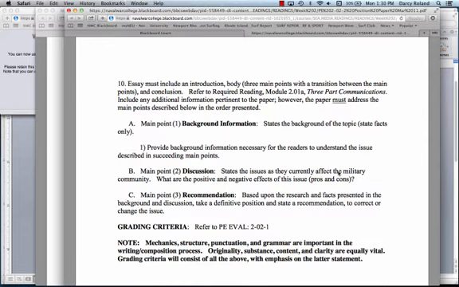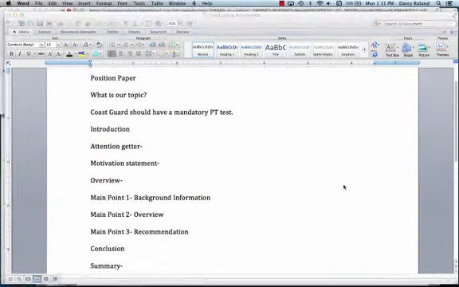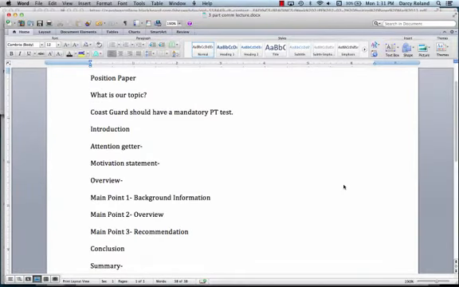There are a few spots where you're going to have to put it in, and if you don't have it in there, you're going to see things like missing a main point in your overview or in your transition sentence. So we're going to shift over and look at an outline and start building it. I've already picked our topic: the Coast Guard should have a mandatory PT test. Remember, it's important to pick something very specific that you're going to write about.